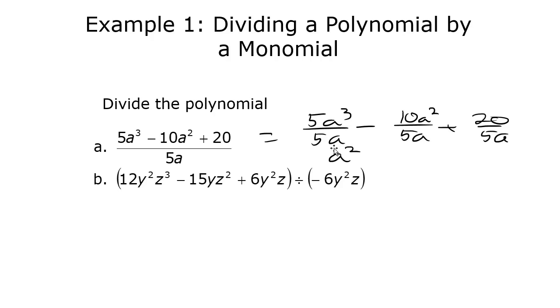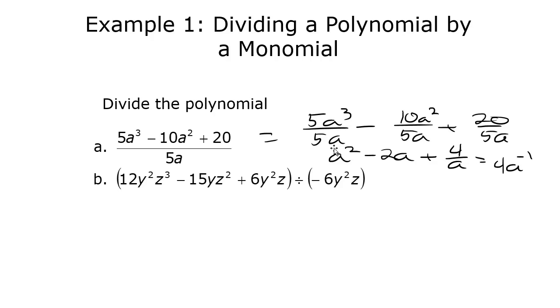Again, 10 and 5 cancel, which just gives me a negative 2. A squared divided by a leaves me with just an a. Here, the 20 and the 5 cancel, and I just have 4 over a, or you might write it as 4 times a to the negative 1, right? Just depends on which way you want to write it. These two things are the same thing.